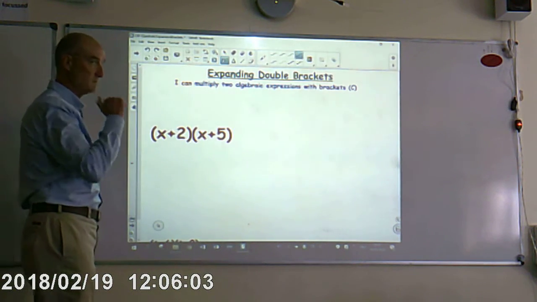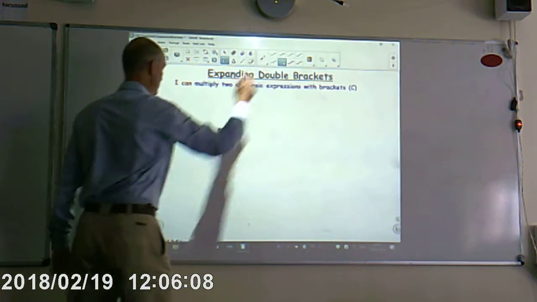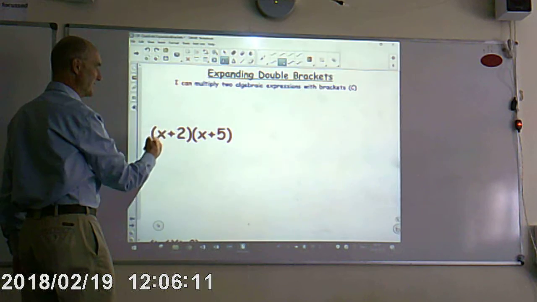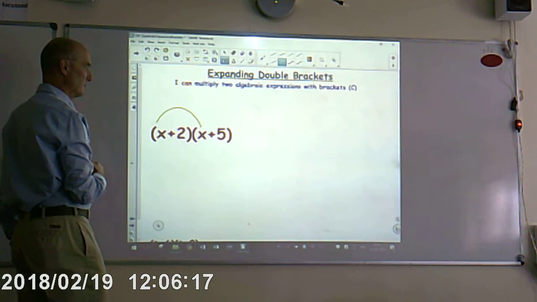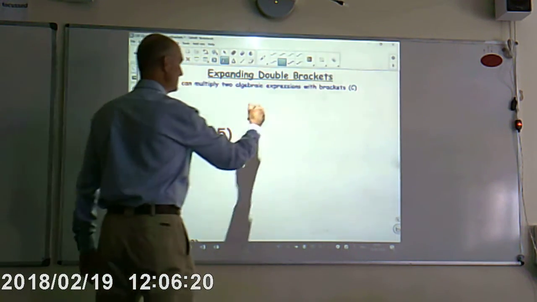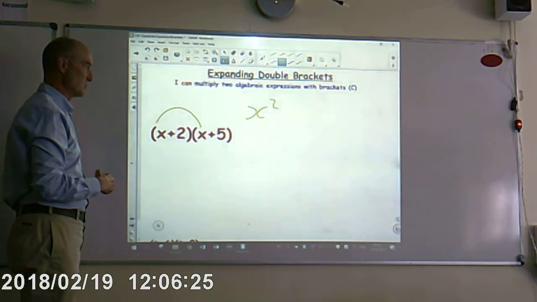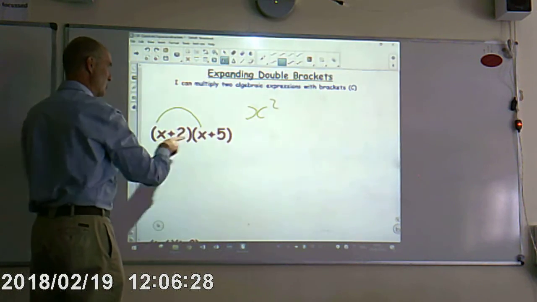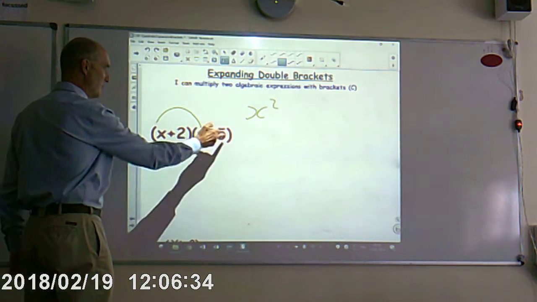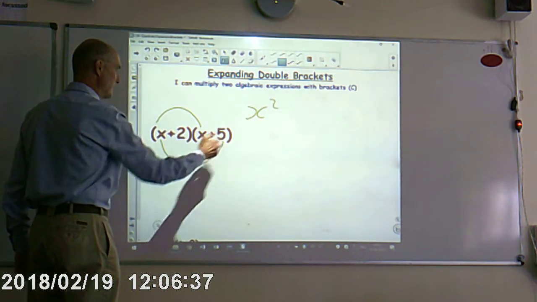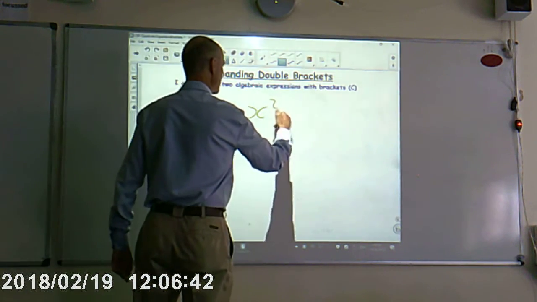So hold the presentation if you need to. Okay, so FOIL. First, what that means is we look at our first terms in each bracket, which is an x in this bracket and an x in this bracket. So first terms. X times x, x squared. What's the next one we said? Outside terms. So the ones that are on the outside of the brackets, the two extremities of what has been written down here. So the x here and the plus 5 over the other side, or in the second bracket. So outside terms. X times 5 is plus 5x.